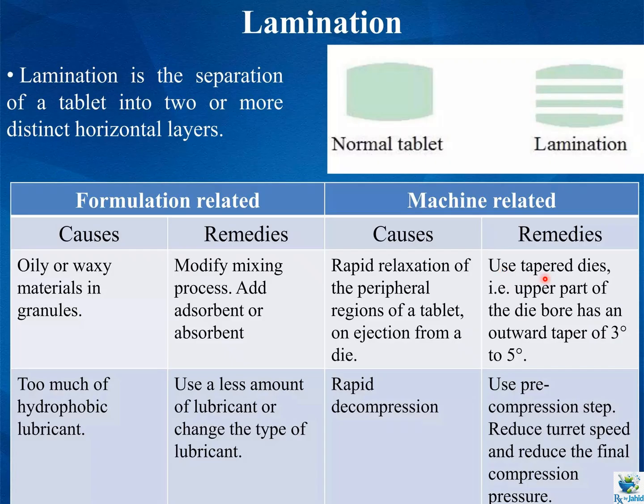So to control the problem, we have to use a tapered die. That is, the upper part of the die bore has an outward taper of 3 to 5 degrees. Use a pre-compression step, reduce turret speed and reduce the final compression pressure.